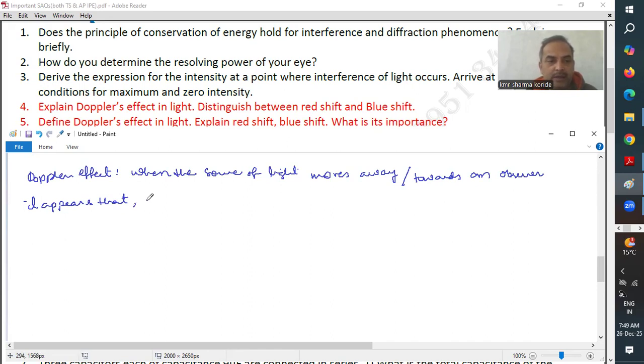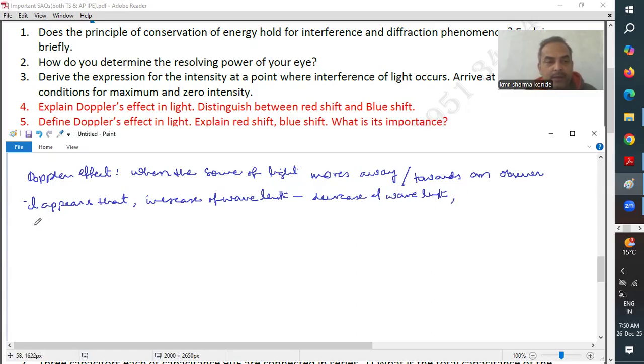So it appears that there is an increase of wavelength. When you say increase of wavelength, there is decrease of frequency. Speed of light remains constant. So it appears as increase of wavelength when you move away, or decrease of wavelength when you move towards. When you say decrease of wavelength, there is increase of frequency.